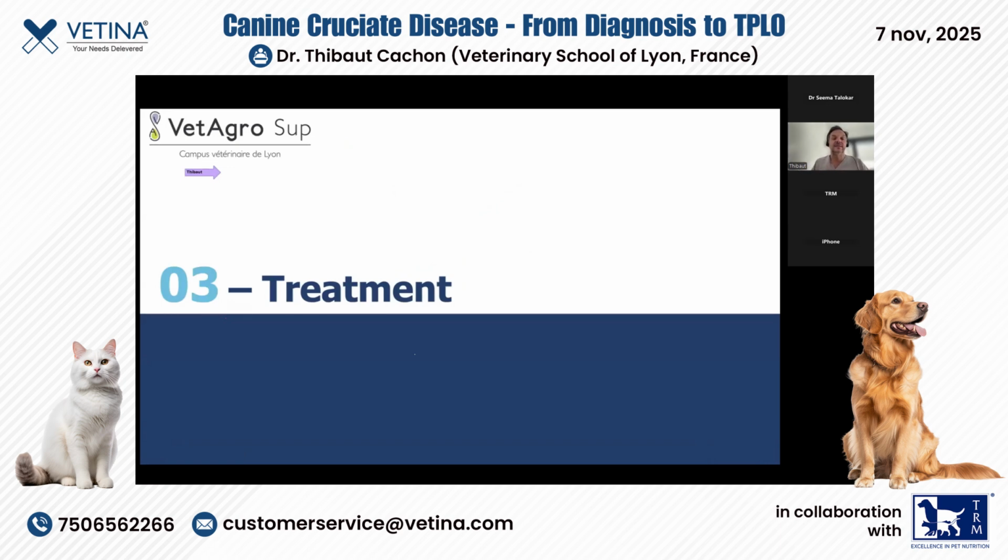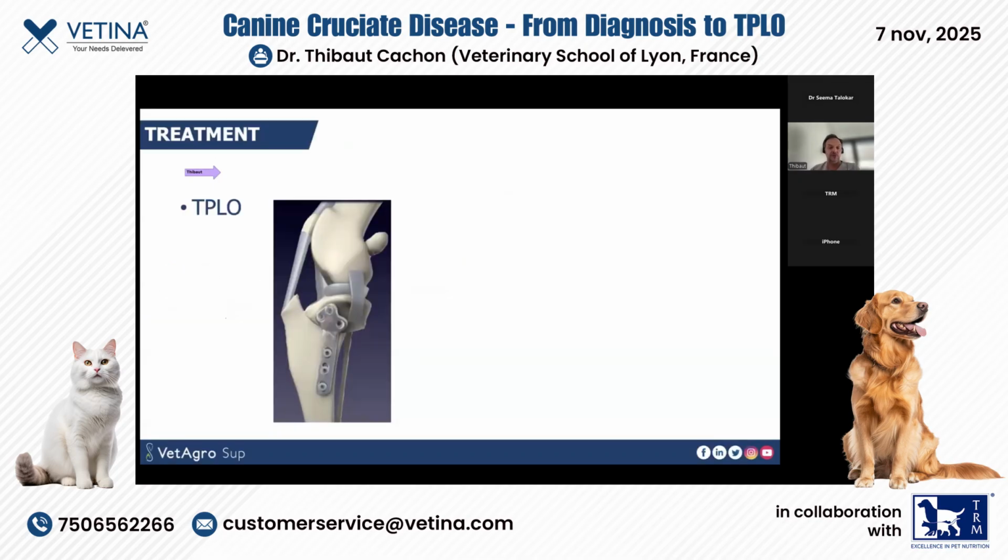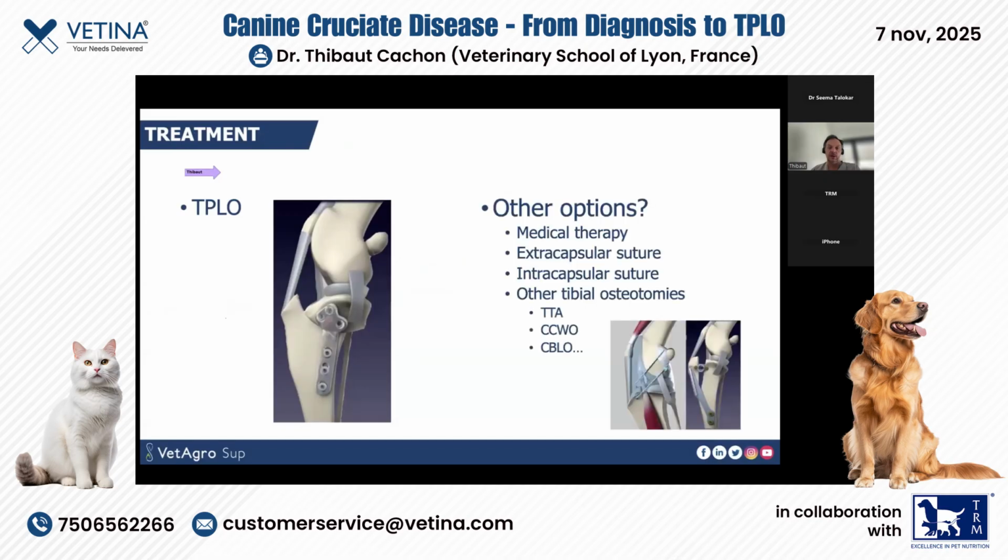Once you have the diagnosis of the cruciate disease, you need to go to a treatment. For this dog, we choose a TPLO. The TPLO is at this time the gold standard for the treatment. What could be the other options for treatment of the cruciate? First of all, you can still go to medical therapy, but the medical therapy is associated with persistence of lameness, increased risk of osteoarthritis progression, and the outcome is not as good as it should be compared to the surgical treatment. So I would advise surgery in all the cases of cruciate disease.